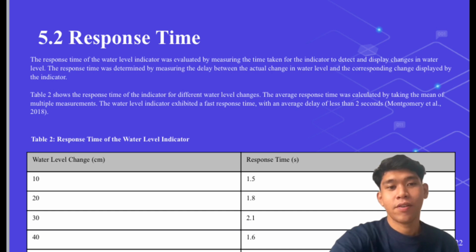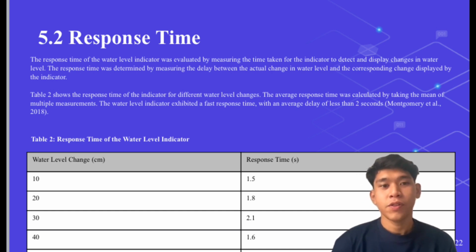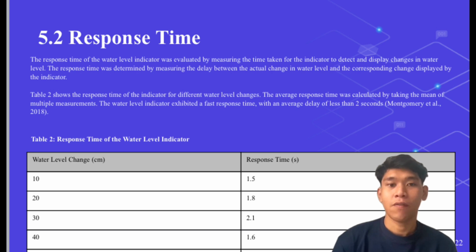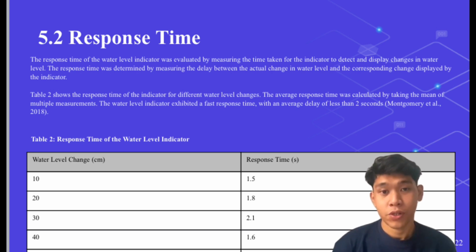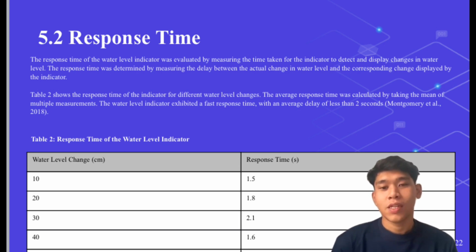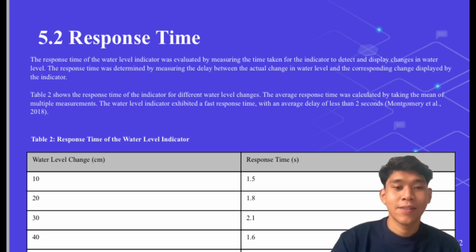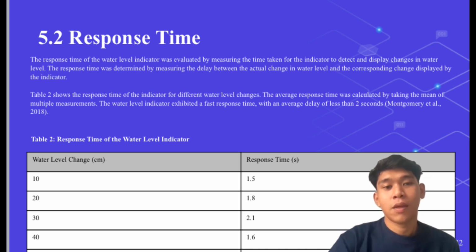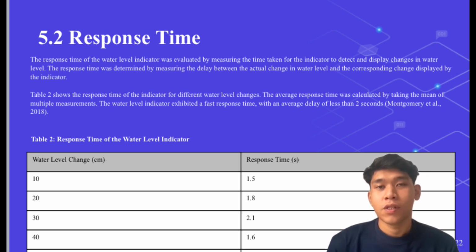Next, response time. The response time of the water level indicator was evaluated by measuring the time taken for the indicator to detect and display a change in water level. The response time was determined by measuring the delay between the actual change in water level and the corresponding change displayed by the indicator. Table 2 shows the response time of the indicator for different water level changes.